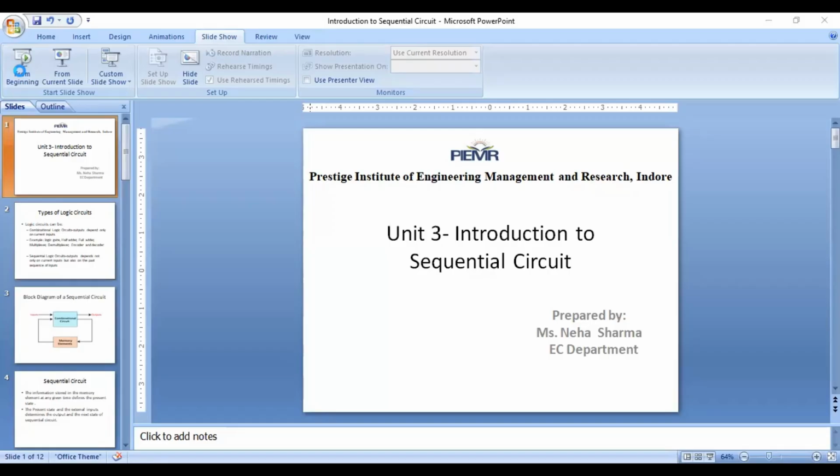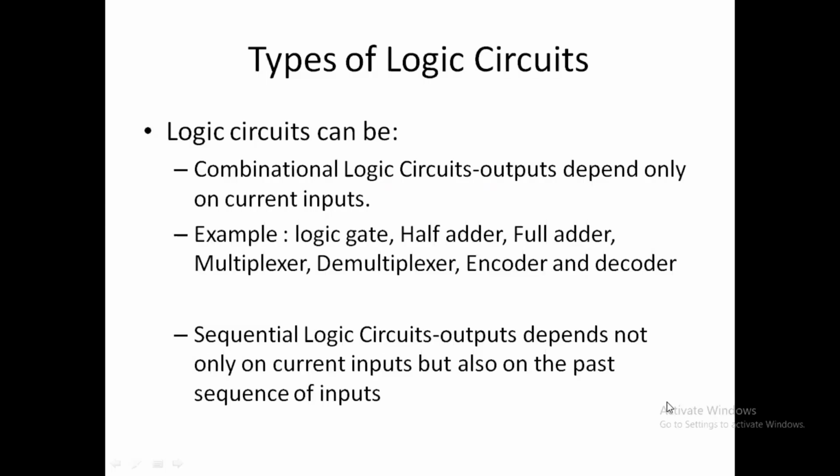So today we will discuss what is a sequential circuit, which is part of Unit 3. Logic circuits are basically of two types. First one is the combinational circuit and second one is the sequential logic circuit. In a combinational circuit, the present output depends upon the present combination of inputs. That is, output depends on the current input.